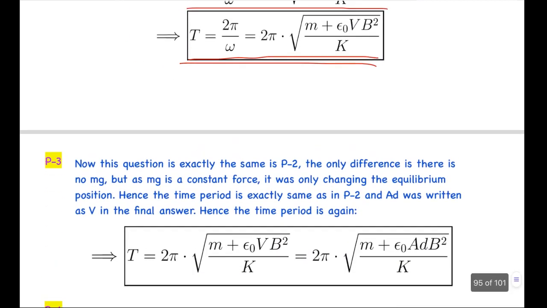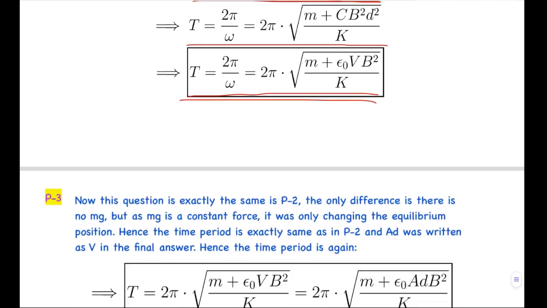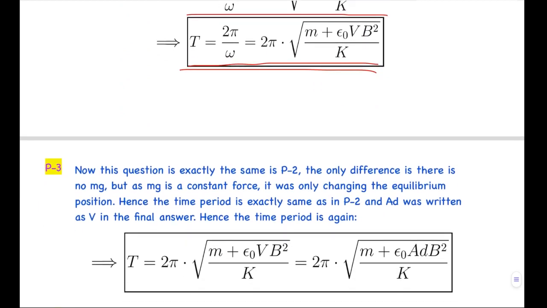The third question is basically exactly the same thing. The only difference is that the mg force is not there, as there's no external force. We can see from this question that mg was not making a difference anyway because it was a constant force, and on differentiating this twice we just ignored that mg part. So here also it's the same thing. That's what I've written here. Now the question is exactly the same as P2.